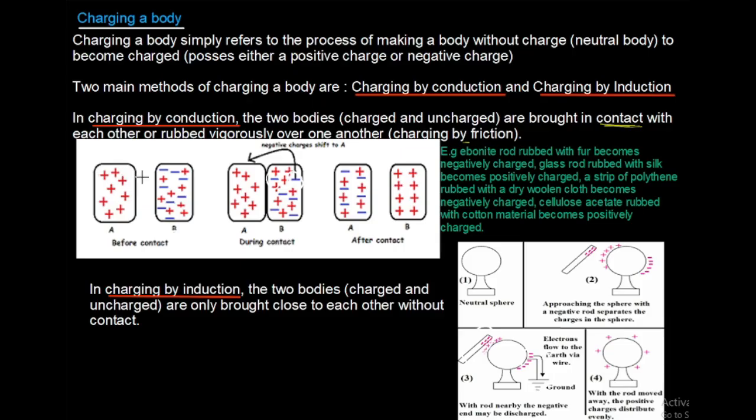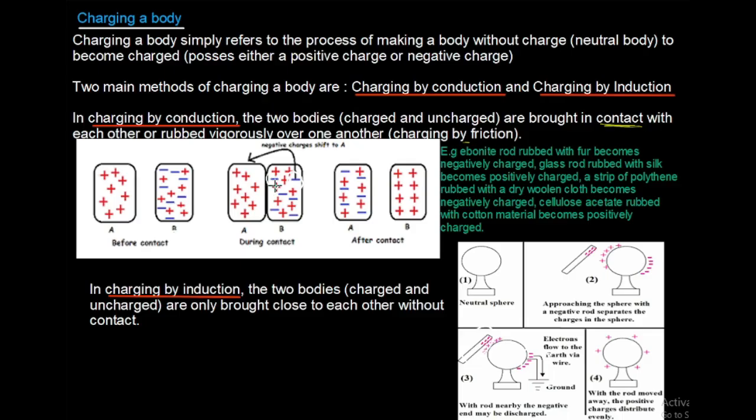So before contact, you can see a positively charged particle and a neutral particle. They are now brought in contact with each other. Now during contact, there is migration of negative charges into body A. Please take note of this, very, very important. During the migration of charges, only electrons move. That's only negatively charged particles move. The positively charged particles do not move.